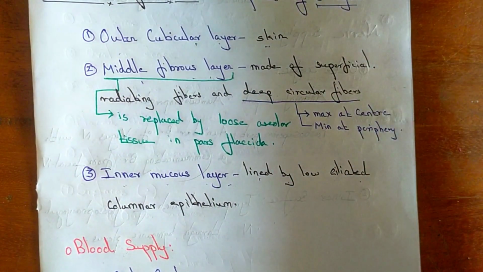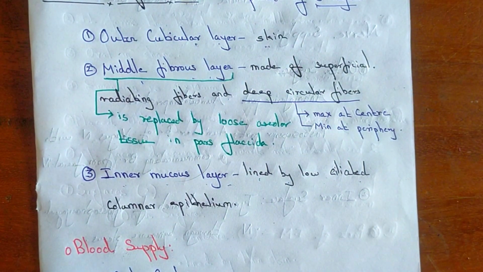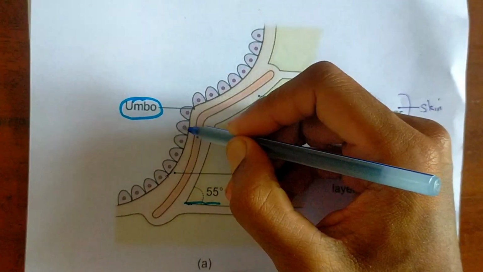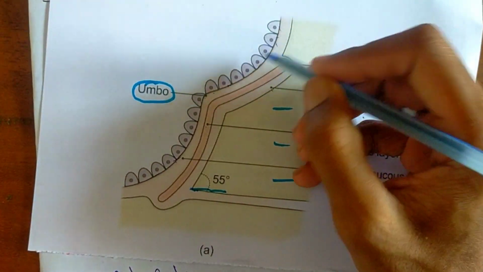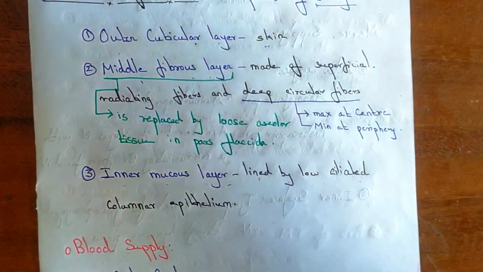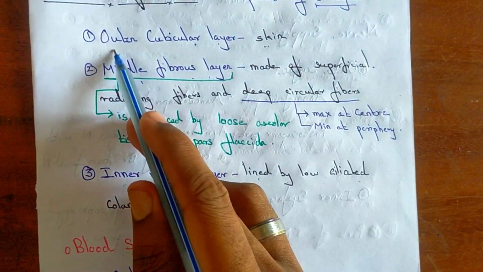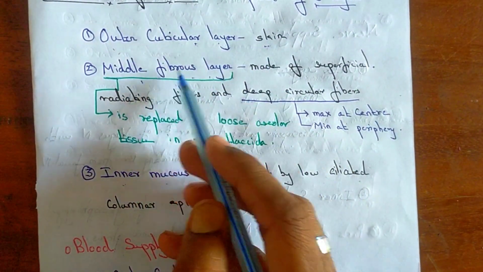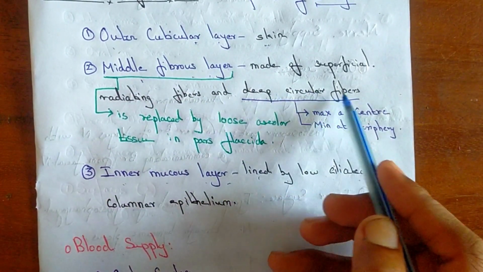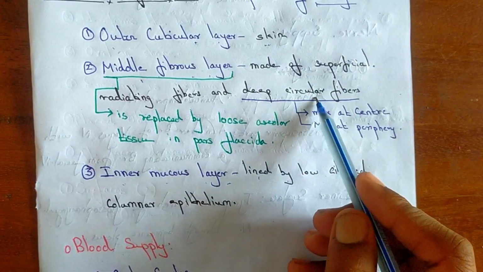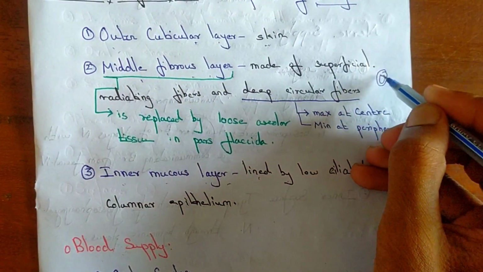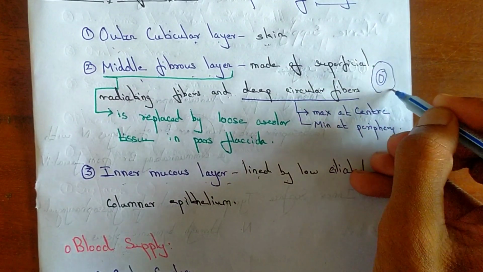Let me show you once again. This is the low ciliated columnar epithelium. Hope this is clear. Let me revise once again. Outer cuticular layer, which is formed of skin. Middle fibrous layer made up of superficial radiating fibers and deep circular fibers. The deep circular fibers are maximum in the center and minimum at the periphery.